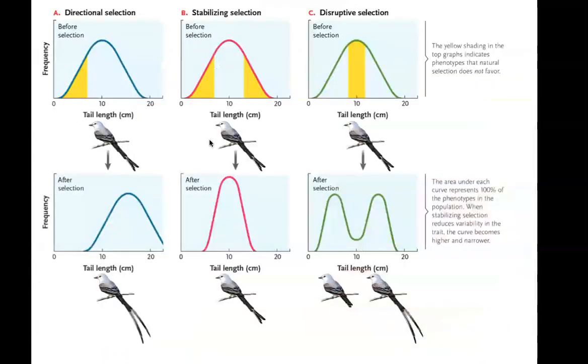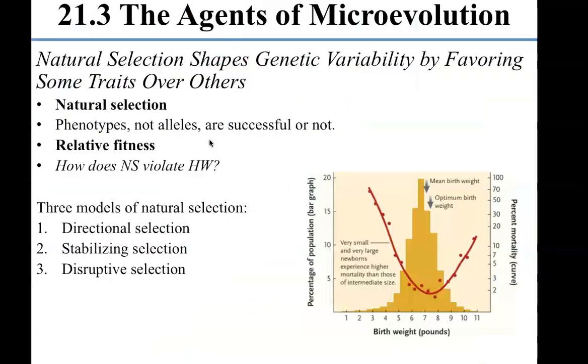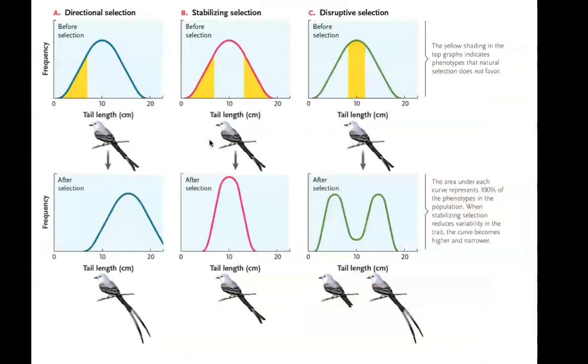We can split natural selection into 3 types, 3 examples. So here they are side by side. Those types of natural selection are directional selection, stabilizing selection, and disruptive selection. So the example from the book is imagine tail length in birds. Let's say the females are looking for a particular tail length, and if the males have that particular tail length, they're more likely to get mates, and they're more likely to reproduce and have more offspring.